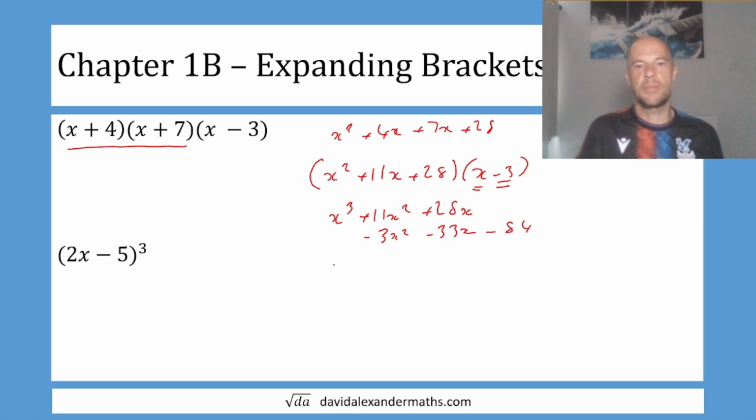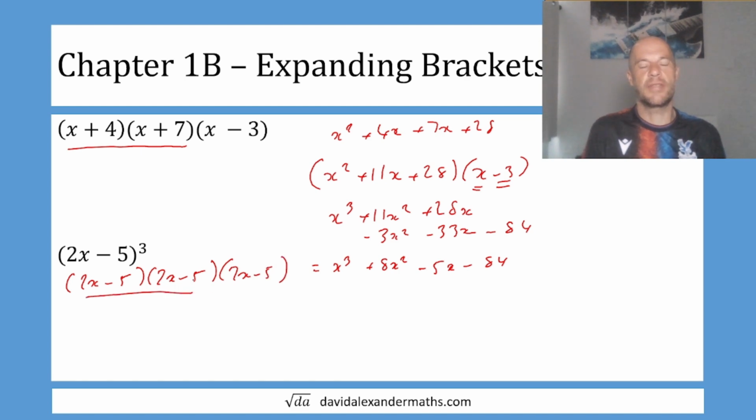Okay, so simplifying, so x cubed, 11 take away 3 is positive 8x squared, 28 minus 33 is minus 5x, minus 84. And for the 2x minus 5 cubed, we need to remember that that means 2x take 5, 2x take 5, and another 2x take 5. So let's do 2 out of the 3 2x minus 5s, and that will give us 4x squared minus 10x minus another 10x on the outsides plus 25.